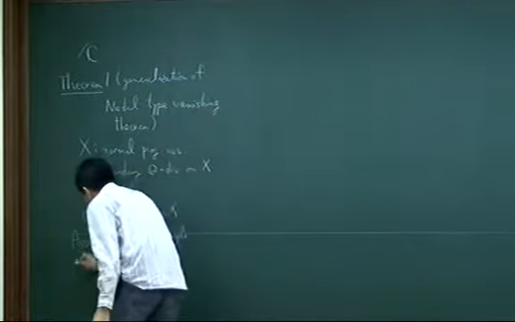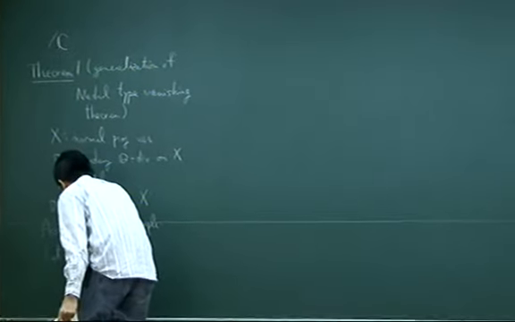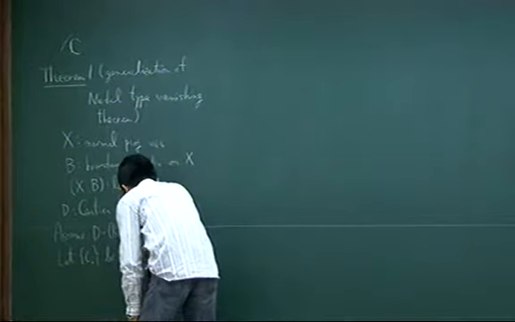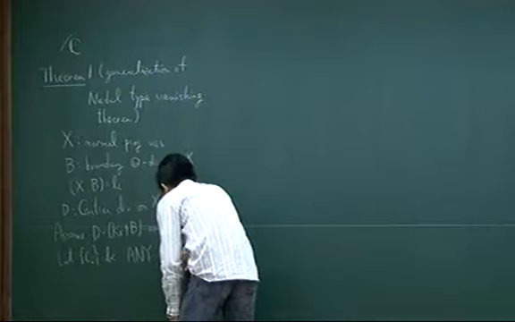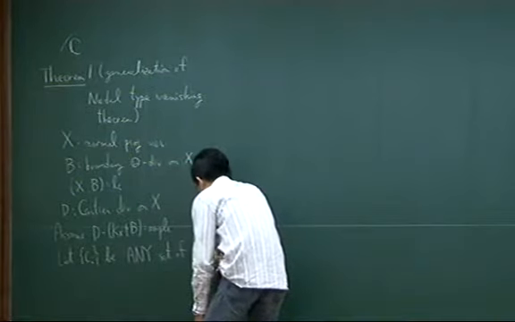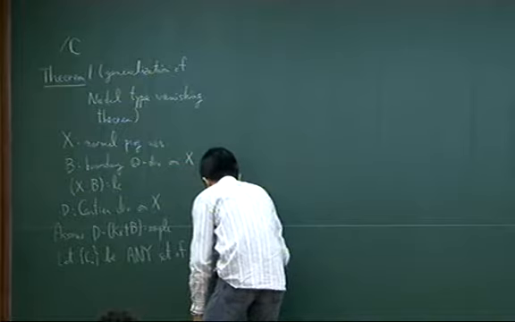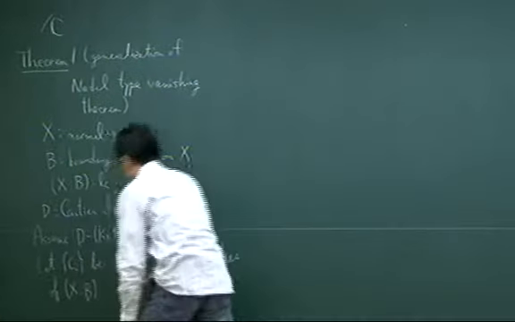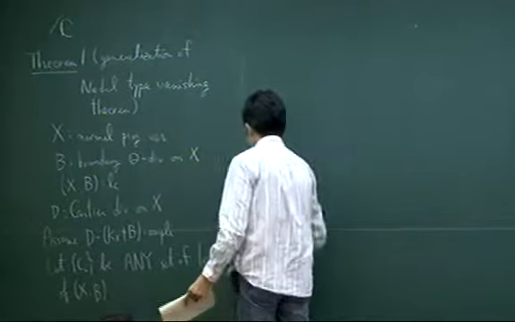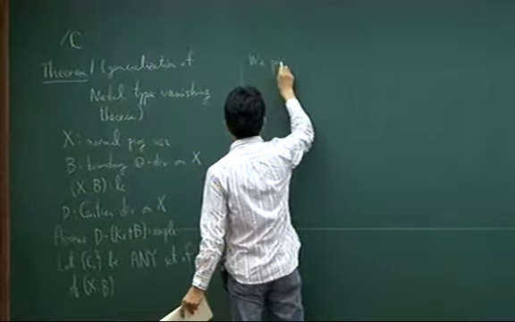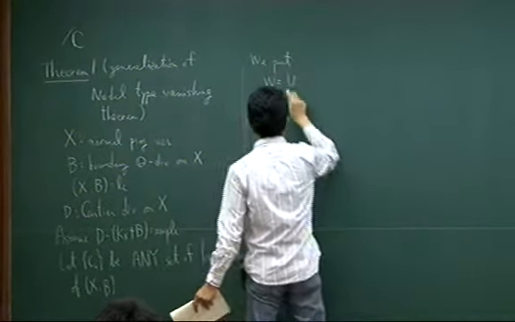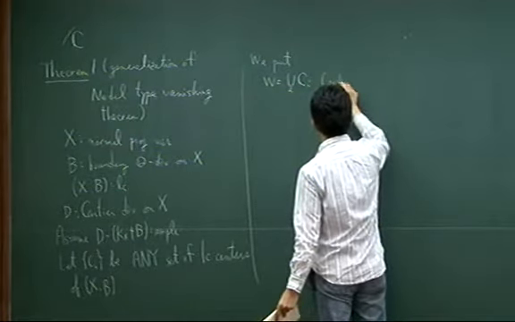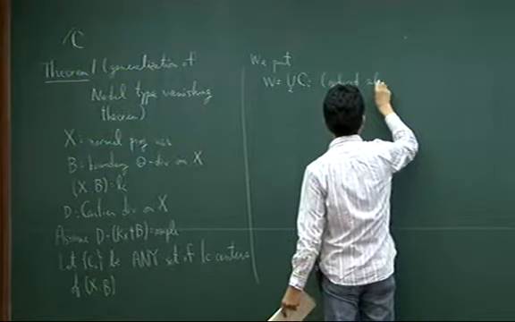And let C_i be any set of log canonical centers, LC centers, of this pair (X, B). Okay. We put W equal union of C_i, with reduced scheme structure.